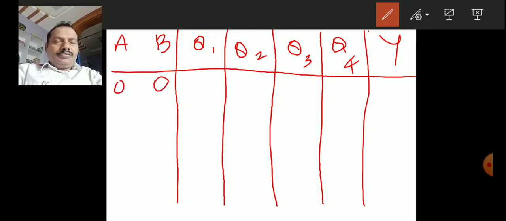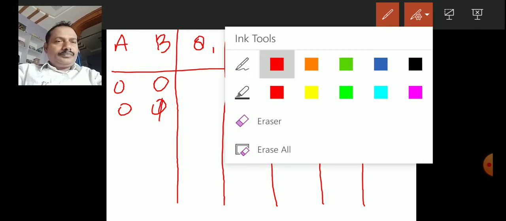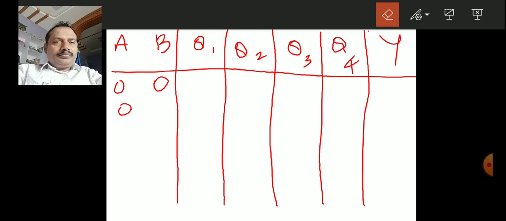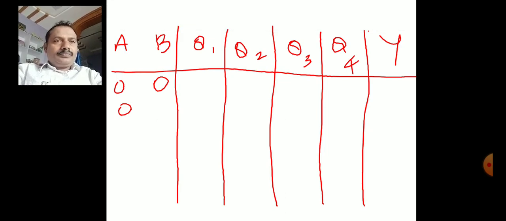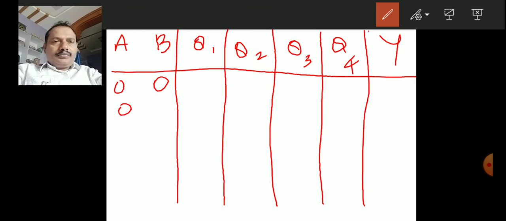Zero, zero, zero, one, one, zero, one, one. So these are the input combinations. What happens, which transistor conducts, and what happens to the output, let us see.